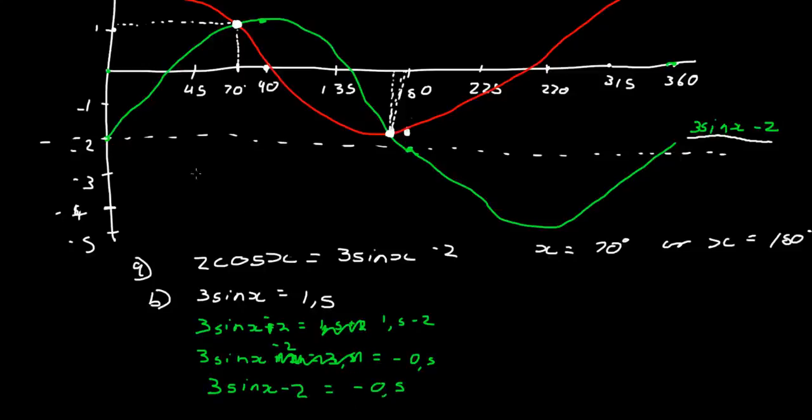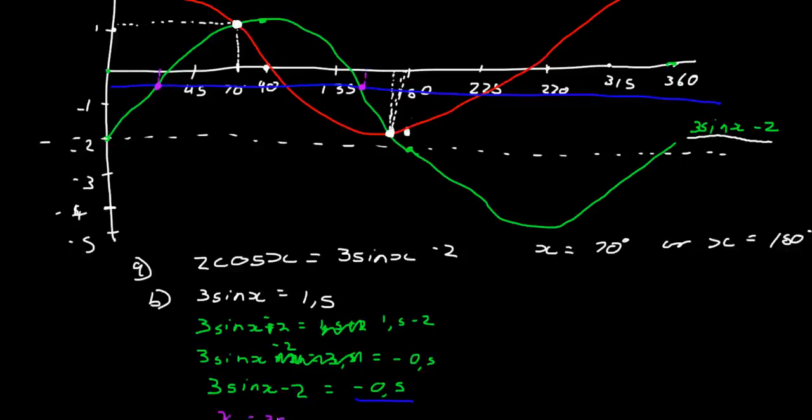So now, I just draw in the line minus 0,5, which is round about here. Do it with a ruler when you're doing this type of thing in a test. Okay, so where is the graph 3 sine x minus 2, my green line, equal to minus 0,5? Well, it's equal over here, and it's equal over there. So we just quickly read off our graph there, and there. And to me that looks like about 30 degrees and 150 degrees.